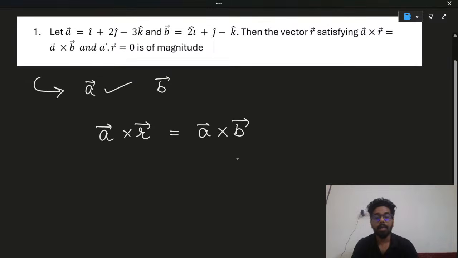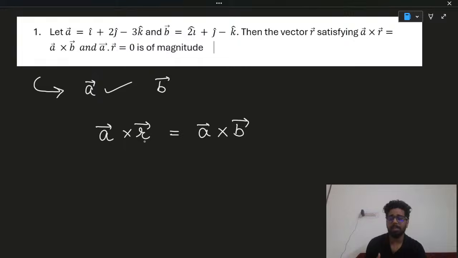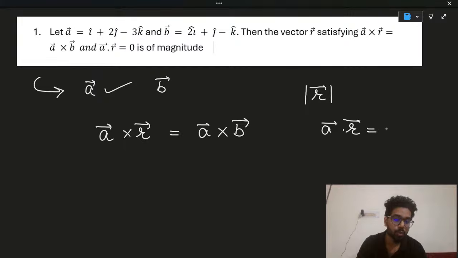Now, one way says, okay, let's directly take the cross product. Let's assume R vector is xi plus yj plus zk, take a cross product both the sides and compare the terms. You will have 3 equations, 3 variables, and you will be done with this. But the question arises, is there any shorter way? Here we just have to calculate R vector magnitude. What is given is this, and what else is given? A dot R vector is equal to 0, which gives us information that A vector is perpendicular to R vector.